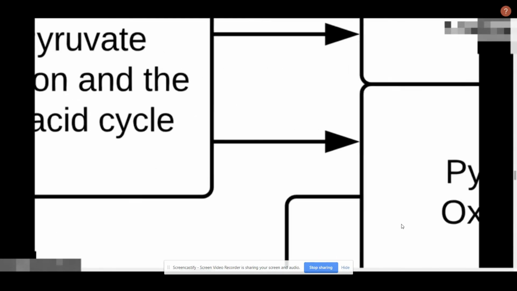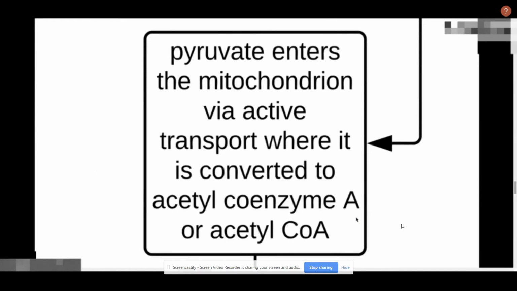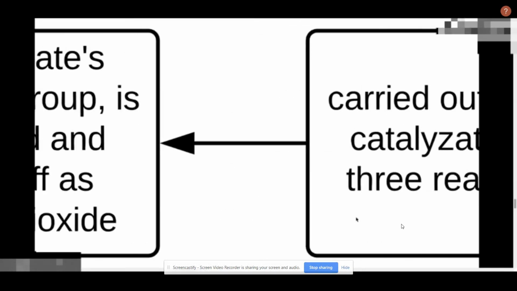Pyruvate oxidation and the citric acid cycle. Pyruvate oxidation: pyruvate enters the mitochondrion via active transport, where it is converted to acetyl coenzyme A, or acetyl CoA. This is carried out by the catalysis of 3 reactions.